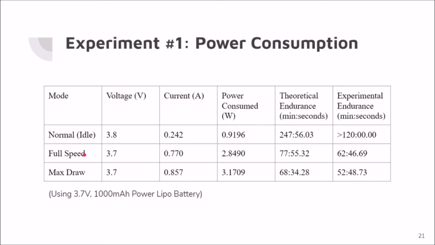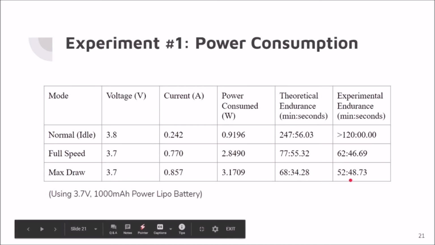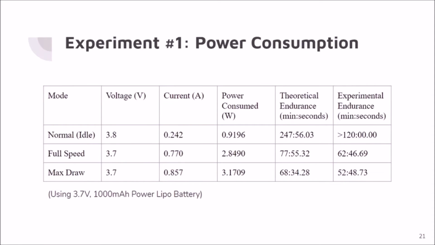Full speed mode, or running the back motor, since that drew the most power of the blimp, we found it to get 62 minutes and 46 seconds, so this was even sufficient. And then max draw mode, which is the in-game conditions or the best approximation of in-game conditions, we only got 52 minutes and 48 seconds, but this was within 15%, even though it was unsuccessful.